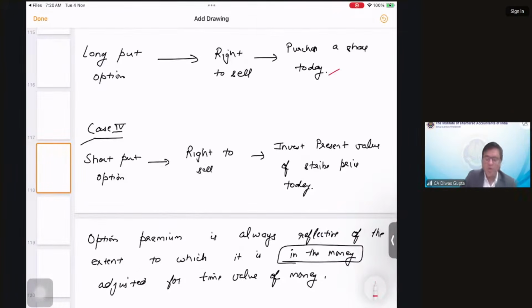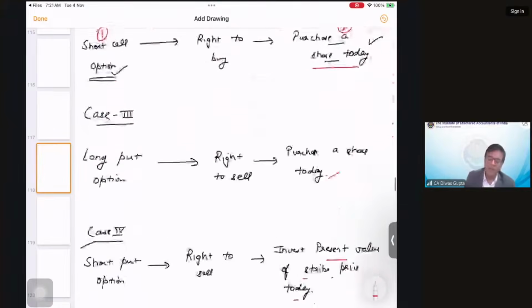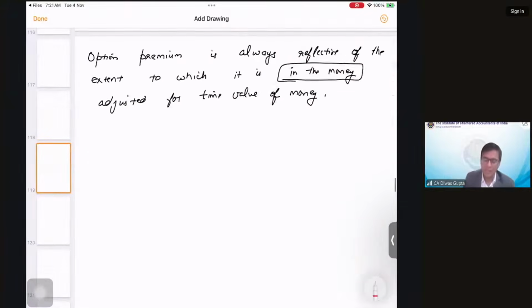And the last one was the short of put option, wherein we are selling the put option, selling the right to sell. So that tomorrow the asset can be sold to us. If the asset is being sold to us, I will have to pay the present value of the strike price which I have invested today. I will have to redeem that, and I will have to pay the entire amount to the other person. Okay, so in this case, what we will do, we will invest the present value of strike price today, students. So these are the four different cases. Now we will use some of these cases into the next part.